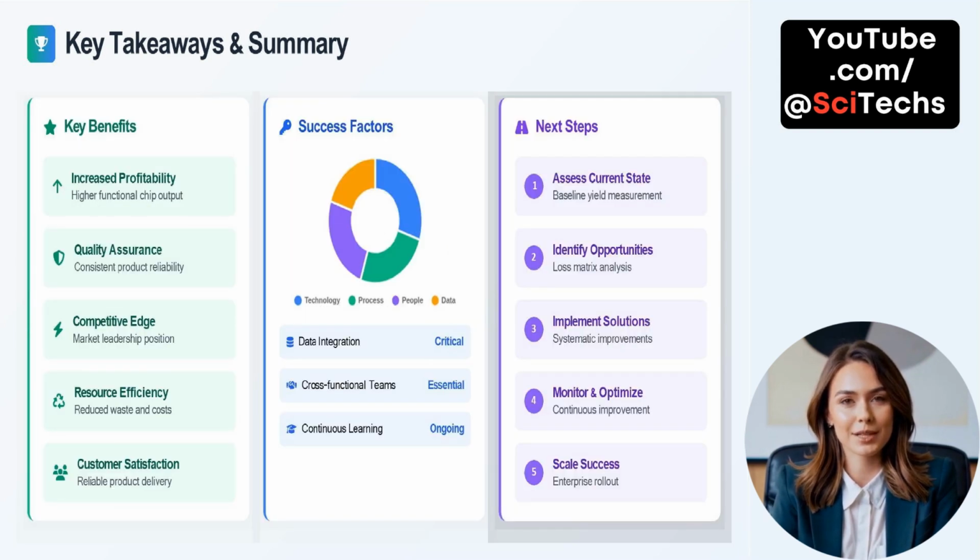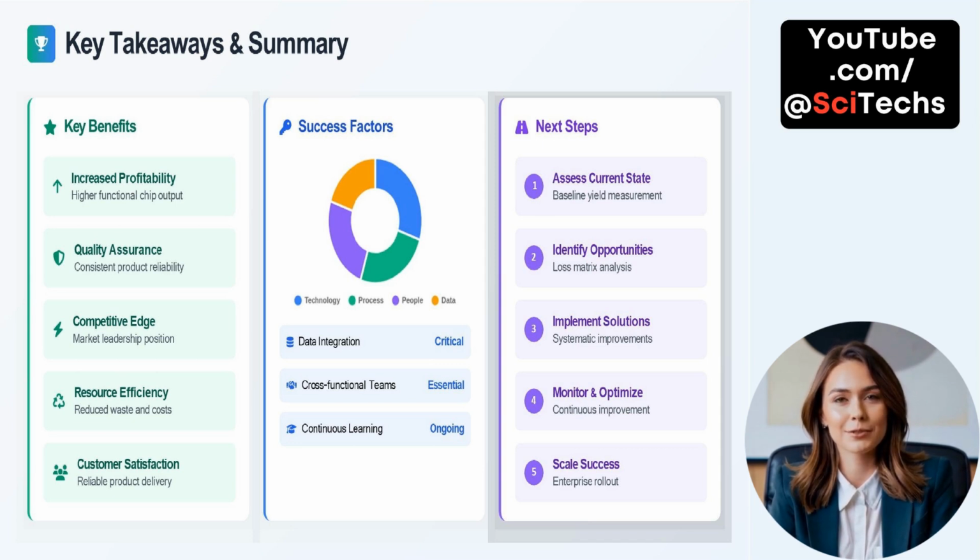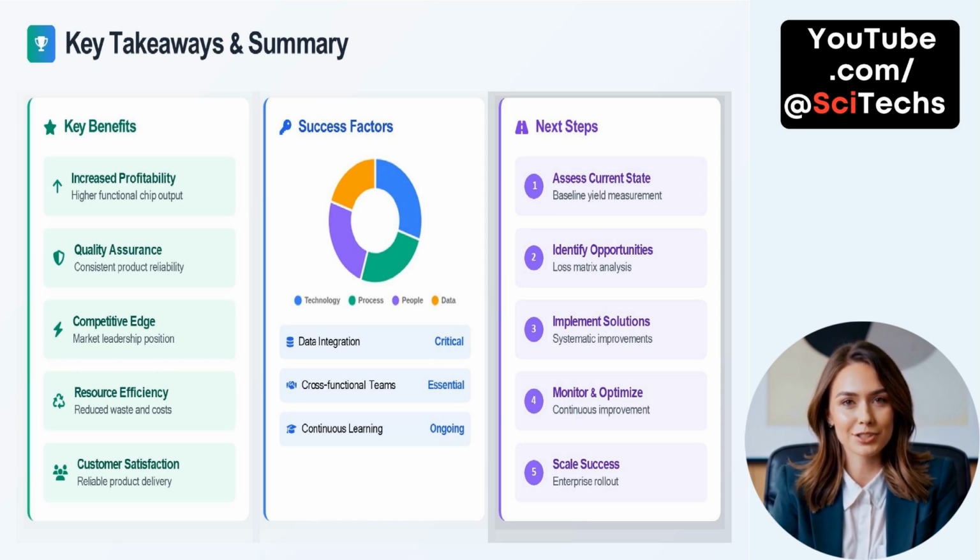Key takeaways and summary. The key benefits of advanced semiconductor strategies span across multiple dimensions. Increased profitability stems from higher functional chip output, driving financial gains. Quality assurance ensures consistent product reliability, minimizing field failures. A competitive edge is achieved by maintaining a market leadership position, bolstered by innovation and reliability. Resource efficiency focuses on reducing both waste and operational costs. Finally, customer satisfaction rises due to dependable and timely product delivery, reinforcing trust and repeat business.